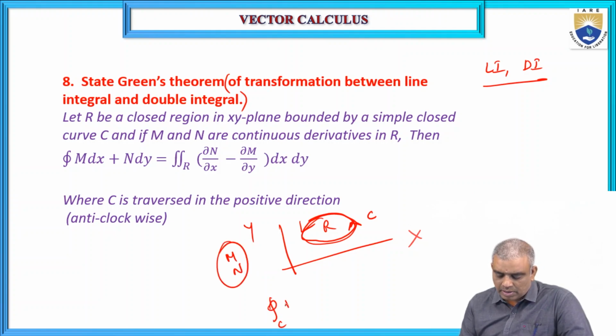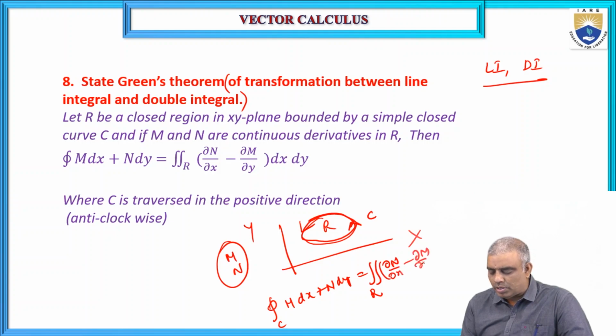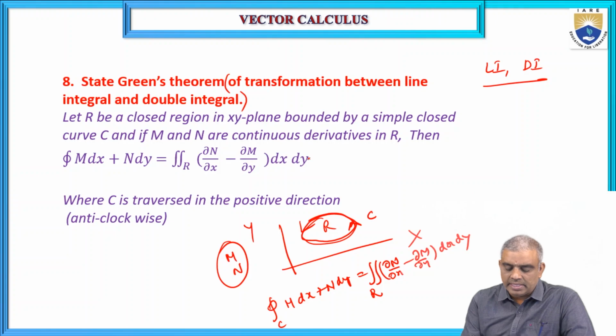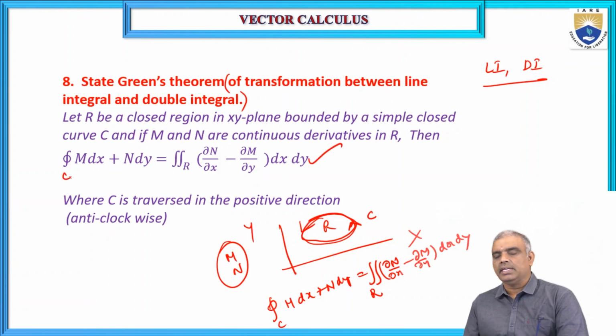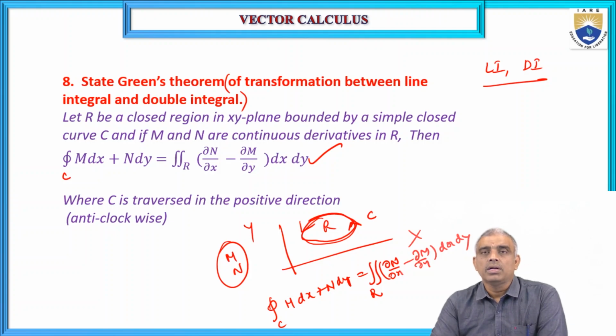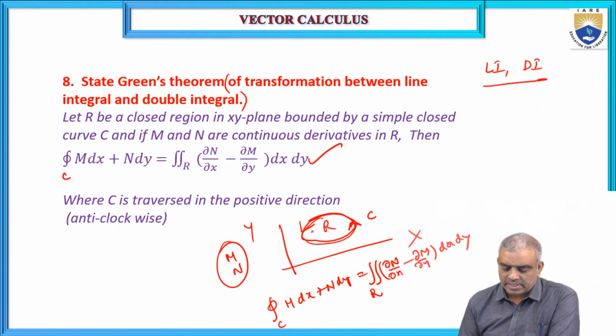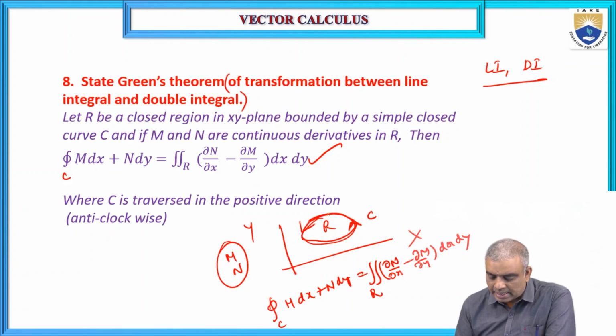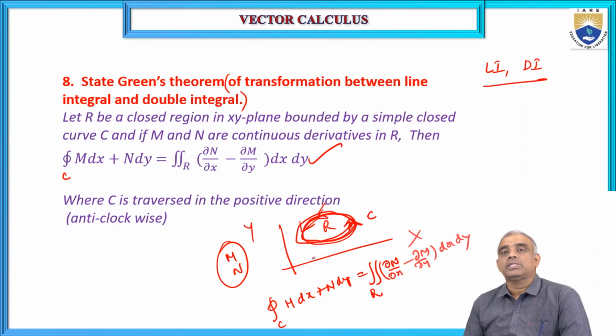the integral over the closed curve C, M dx plus N dy, is equal to the double integral over the region R, dou N by dou x minus dou M by dou y, dx into dy. This is the integral over the closed curve C, M dx plus N dy, equal to the double integral over R, dou N by dou x minus dou M by dou y dx dy, where C is traversed in the positive direction, the anti-clockwise direction. This direction will be anti-clockwise, traversing in the positive direction.